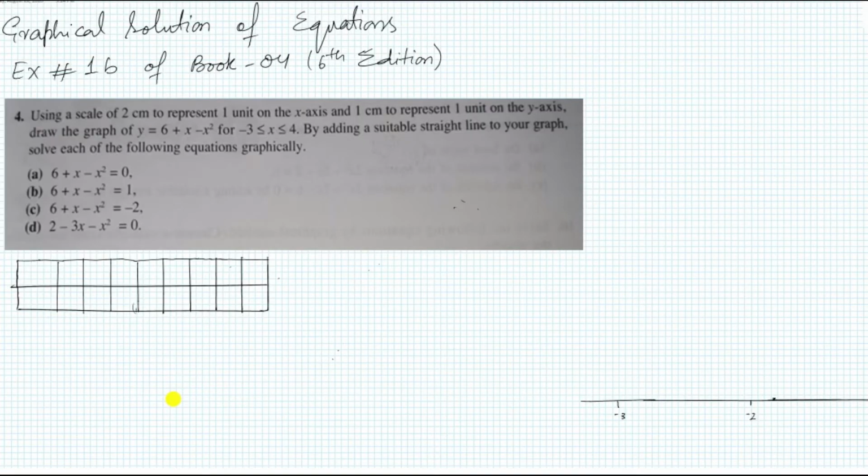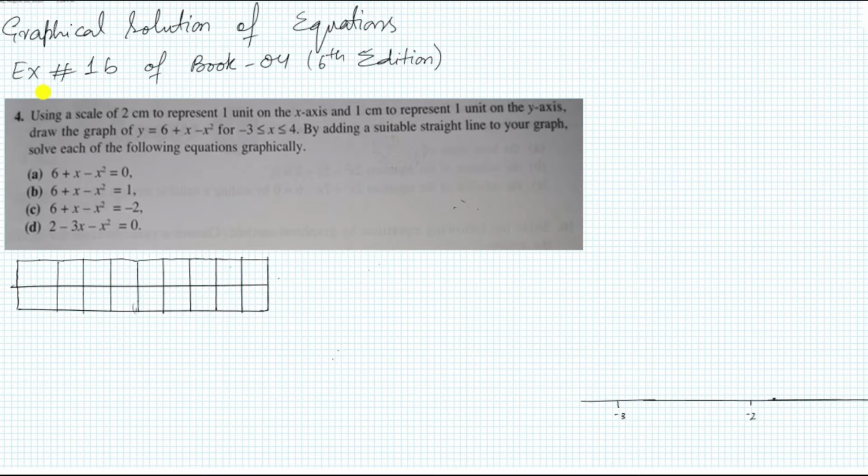Okay, here the topic is graphical solution of equations. It's exercise 1B of book 4, 6th edition, and I have taken question number 4 to explain it here. Using a scale of 2 cm to represent 1 unit on the x-axis and 1 cm to represent 1 unit on the y-axis, draw the graph of y is equal to 6 plus x minus x square for minus 3 less than or equal to x less than or equal to 4.